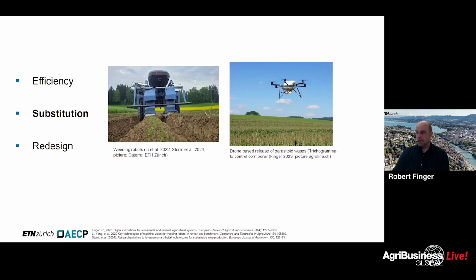So now we talked about efficiency and substitution that would reduce pesticide use or replace pesticide use in specific cases. However, it's basically not addressing the root cause of the problem, so to say. You still have the pest pressure that you need to fight. And this is the next layer that I would suggest, that digital technologies also have the potential to support the redesign of agriculture systems.